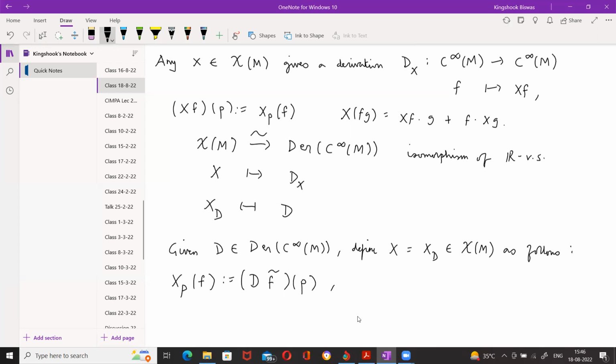So this is for F, which is a germ at P. And here F tilde is a global function such that it's equal to F in a neighborhood of P. That means the germ of F tilde is equal to F.